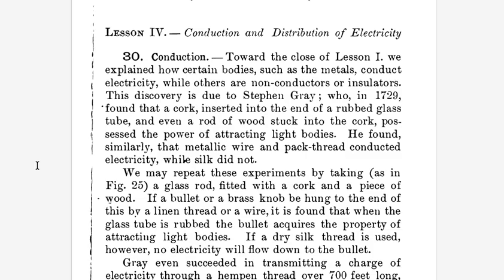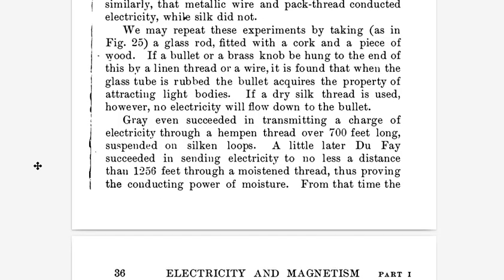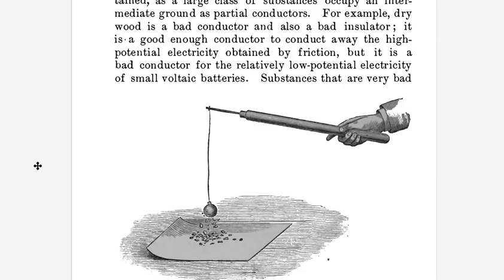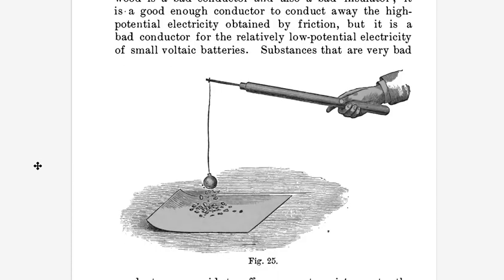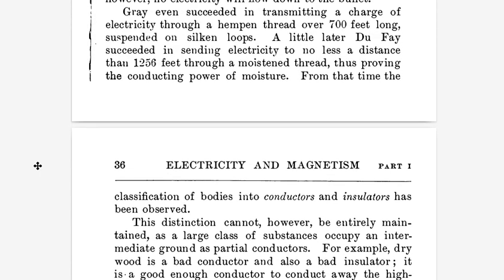He found, similarly, that metallic wire and packthread conducted electricity, while silk did not. We may repeat these experiments by taking, as in Figure 25, a glass rod, fitted with a cork and a piece of wood. If a bullet or a brass knob be hung to the end of this by a linen thread or a wire, it is found that when the glass tube is rubbed the bullet acquires the property of attracting light bodies. If a dry silk thread is used, however, no electricity will flow down to the bullet.